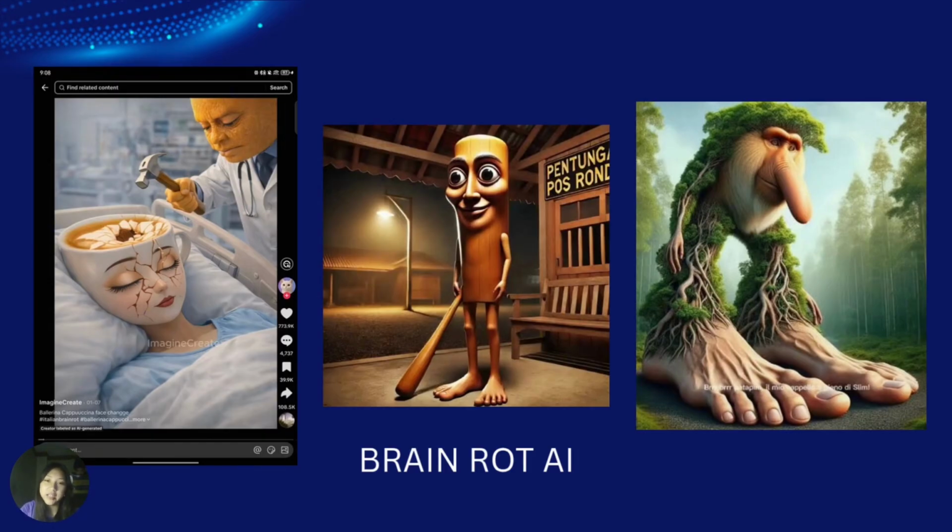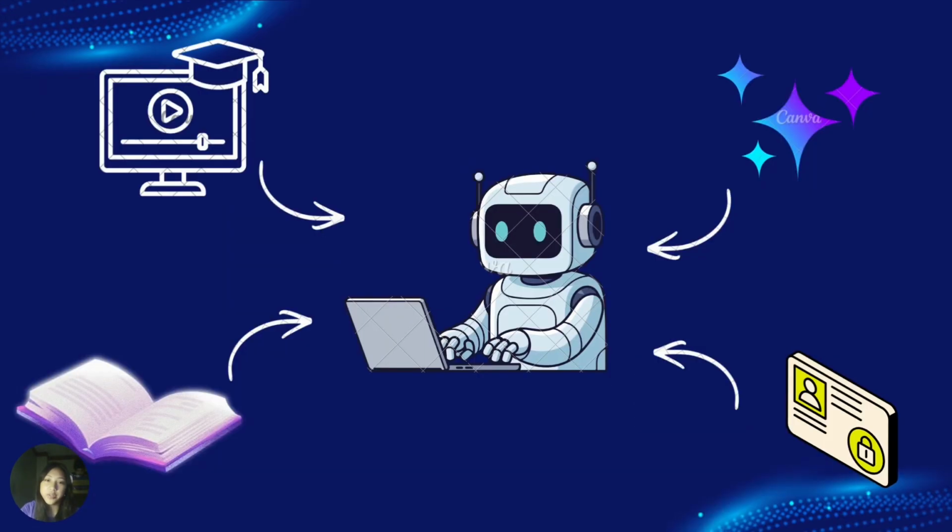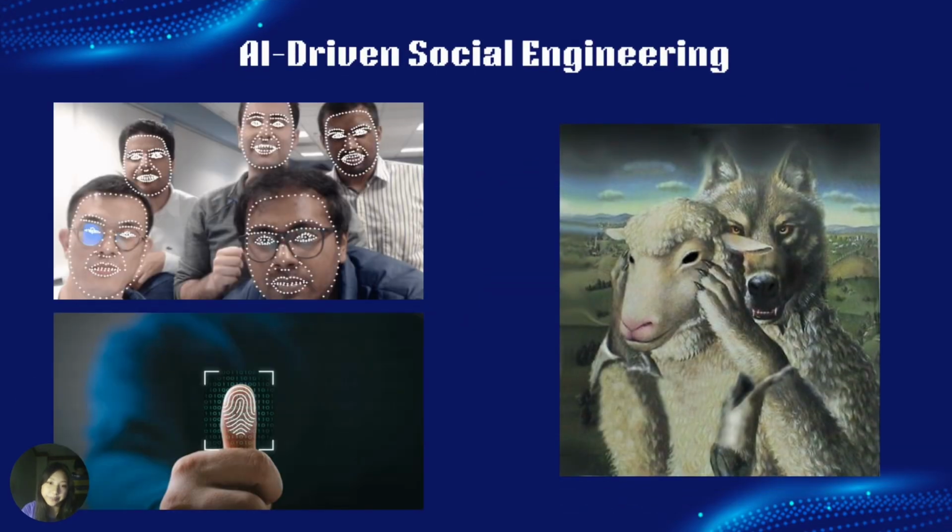And like AI, they only take in information to generate an output. And in some cases, AI can even mimic writing styles or voices, and this is where attackers manipulate individuals by pretending to be someone they trust, but they are not. This is called AI-driven social engineering.